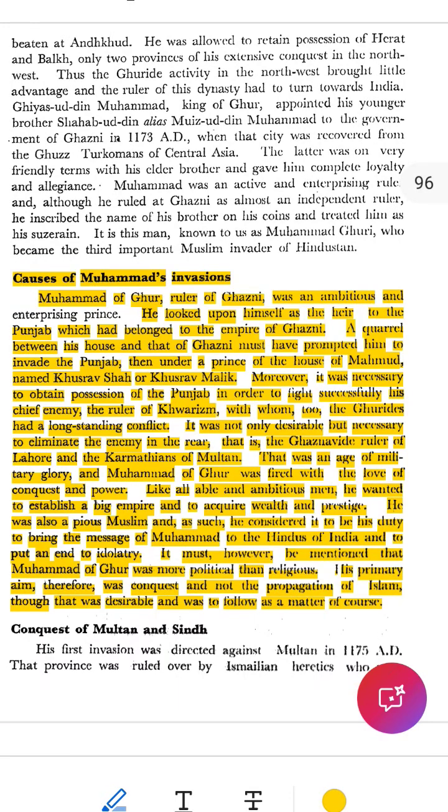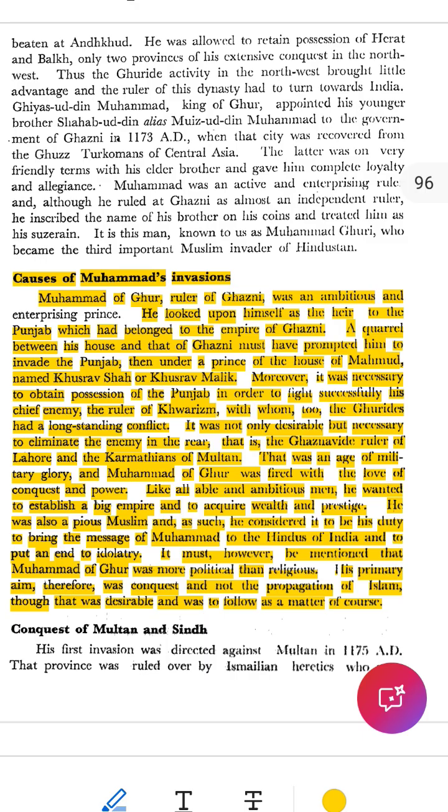Here is a detailed and very simple summary of Muhammad of Ghur's invasions of India, explained step by step with extra background and examples to help you fully understand everything clearly. Detailed summary of the causes of Muhammad of Ghur's invasions. Muhammad of Ghur was a powerful and ambitious ruler from the region of Ghur in present-day Afghanistan.